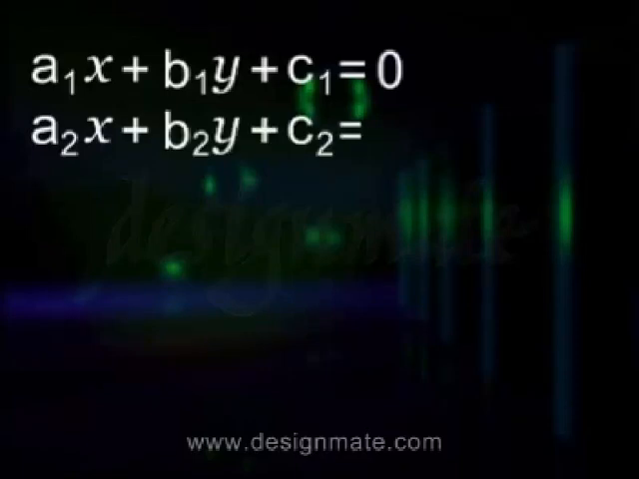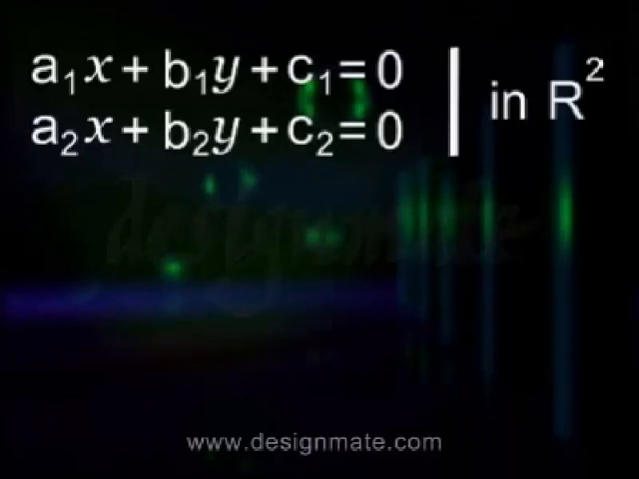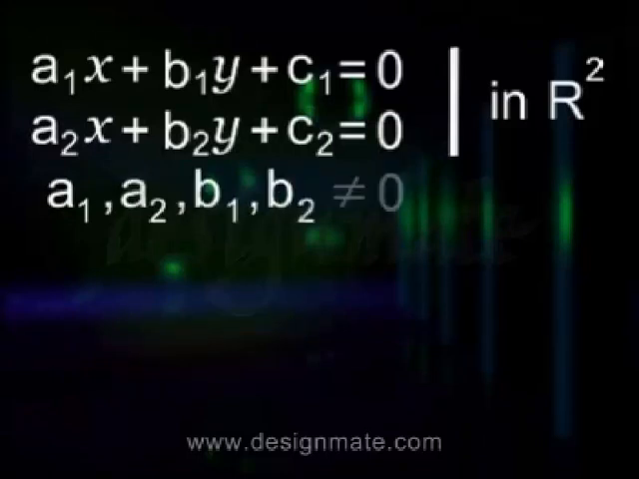Suppose we want to solve the system a1x + b1y + c1 = 0, a2x + b2y + c2 = 0 in R2. Now we suppose a1, a2, b1, b2 are all non-zero.